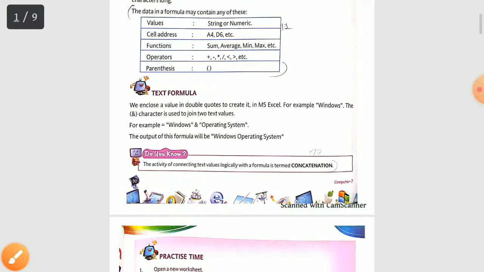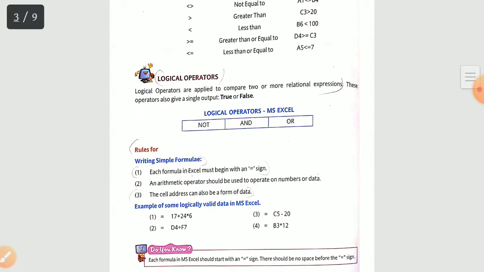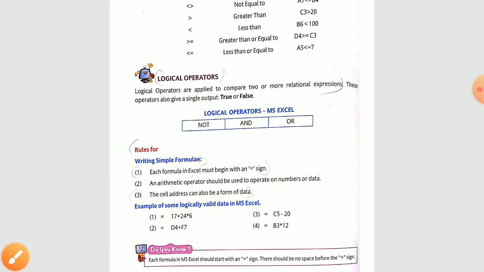Now you see over here, till page number 52, logical operators we have studied, right? Now we are going to start from your rules for writing simple formulas, right? So in the previous week, when we were learning about the same, I told you about one thing, that whenever you are going to write any formula in your MS Excel, firstly you have to write this equal to sign. Okay, so the first rule is the same.